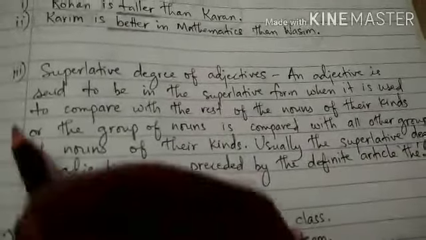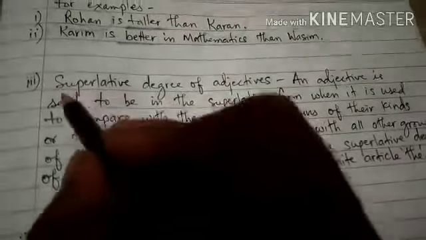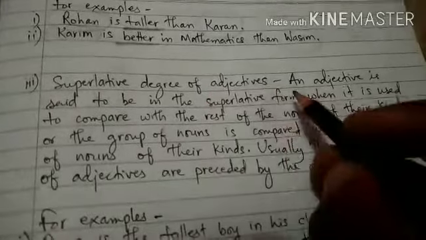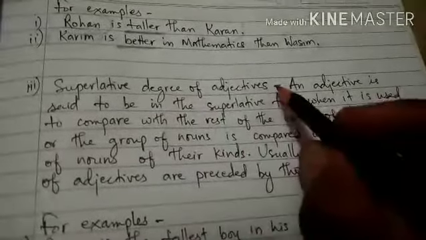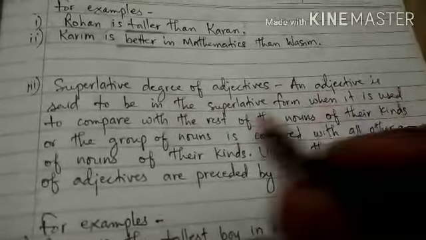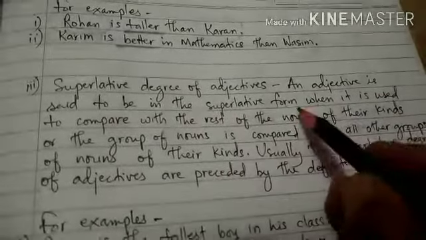Now the last degree of comparison of adjectives, that is superlative degree of adjectives. So what is superlative degree of adjectives? Let us understand. An adjective is said to be in the superlative form.